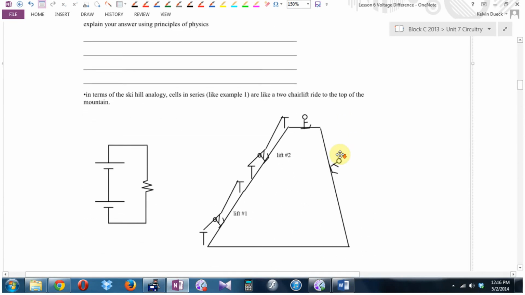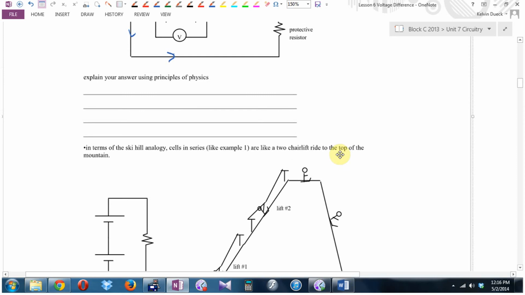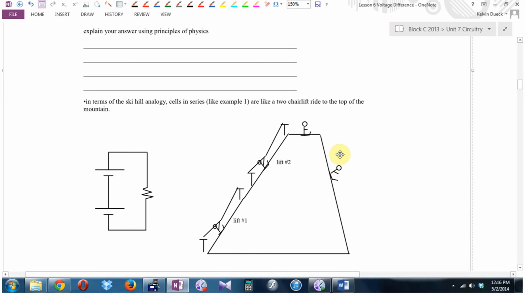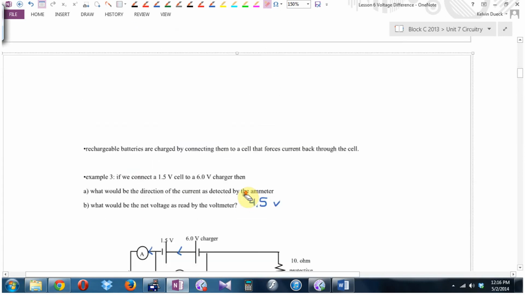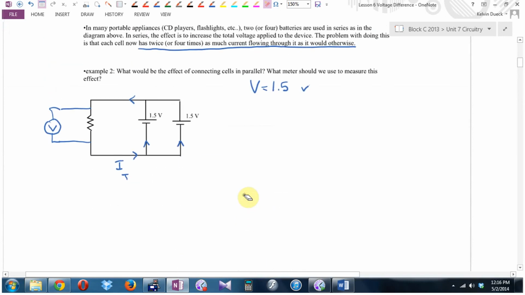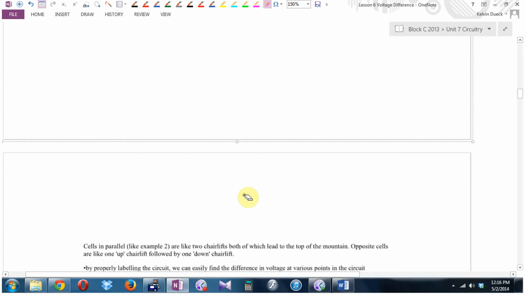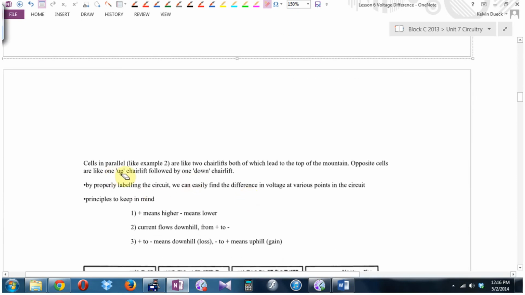So in terms of, and again, explain your answer using principles. I'm not going to get into a big, long Kirchhoff's law, Ohm's law thing. So in terms of our ski hill analogy, cells in series, like example 1, are like a 2 chairlift ride to the top of the mountain. Cells in parallel, like this picture here, are like, you can take that chairlift, you can take that chairlift, but they both lead to the top of the mountain. So nobody gains extra height. Cells facing each other are like 1 up chairlift and 1 down chairlift. Yeah, turn the page.